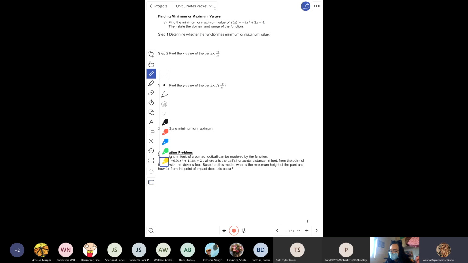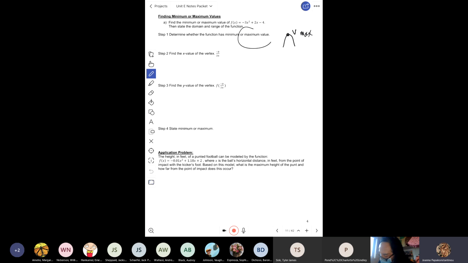All right. If I ask you to find the minimum or the maximum value, all you're doing is finding the vertex. That's it, right? And then you're telling me the y value of the vertex and where that occurs. So let's go ahead and talk about whether or not this function has a max or a min. Does it open up or down? It opens down, so that vertex is going to be a max.